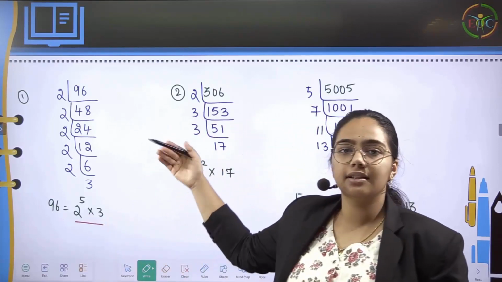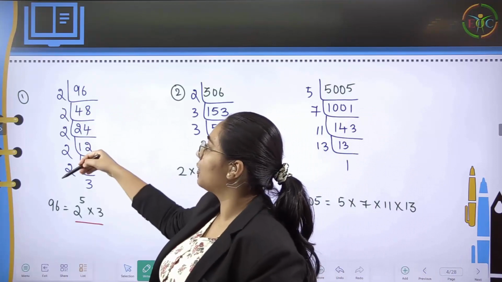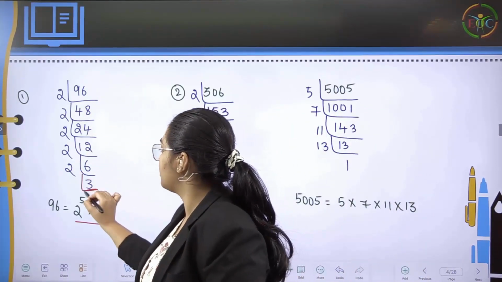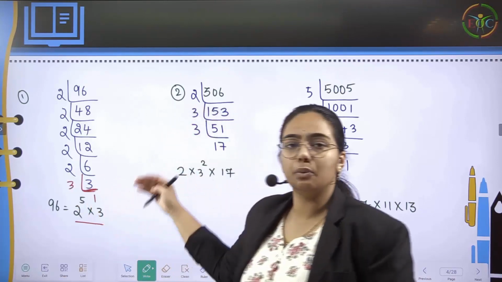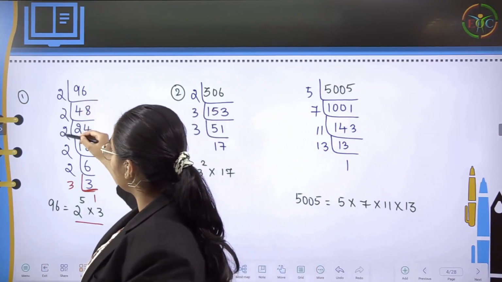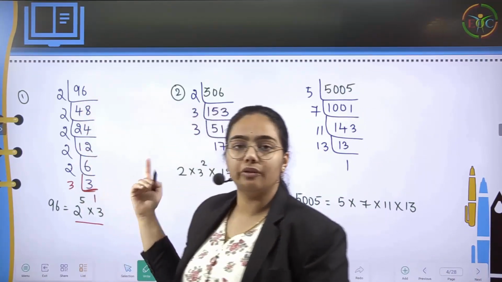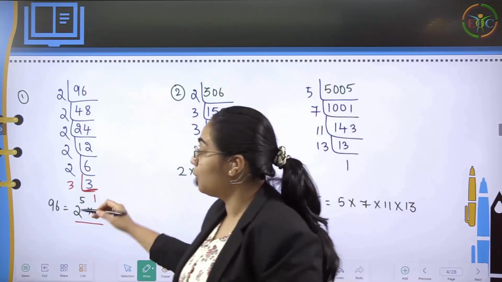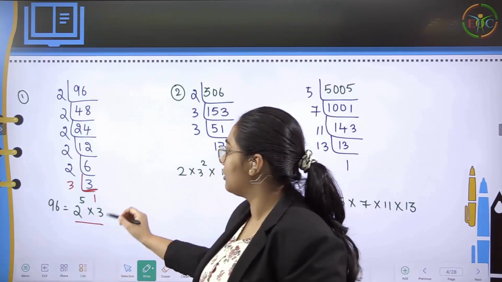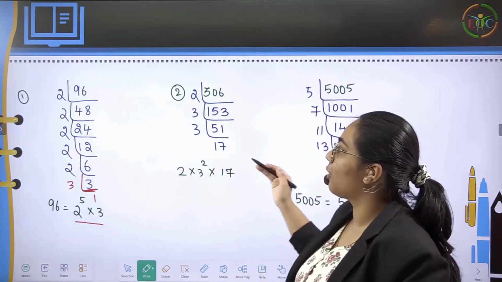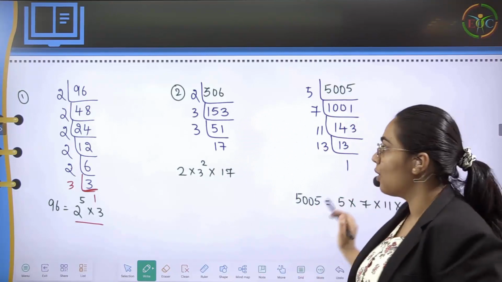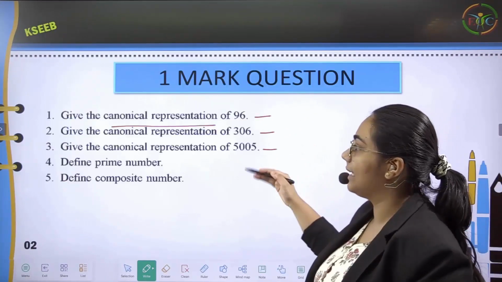So for 96, there is nothing much to explain. You just have to keep going until it is a product of primes, and 3 one time, until you get 1. So how can I write this? I have 2 five times, so 2 to the power 5 into 3 to the power 1. Like this you have to solve for 306 as well as 5005. This was the 1 mark question.